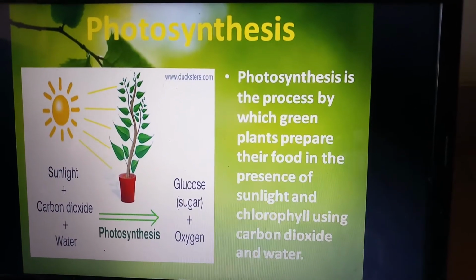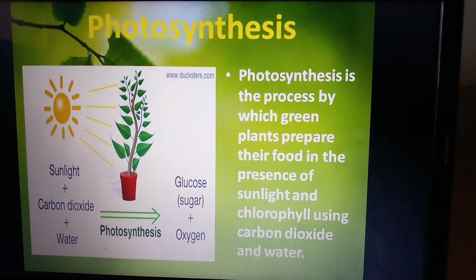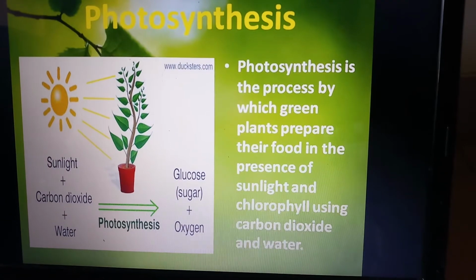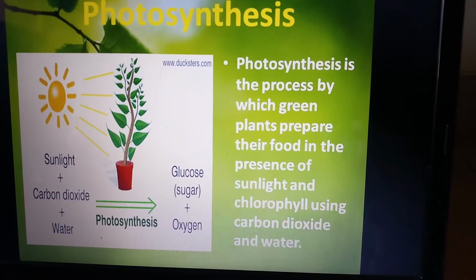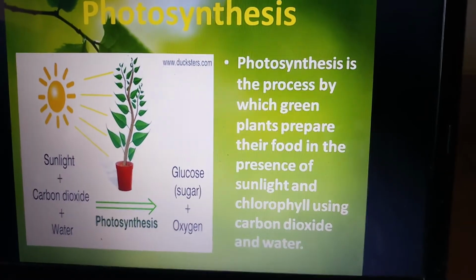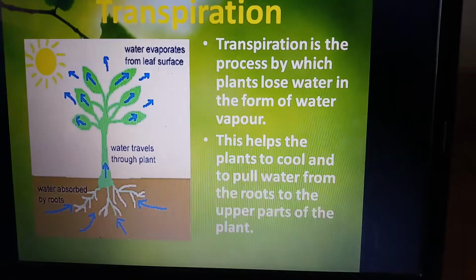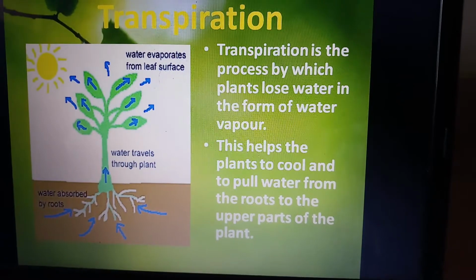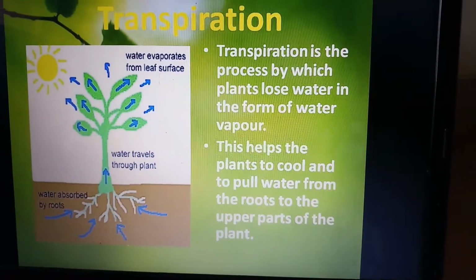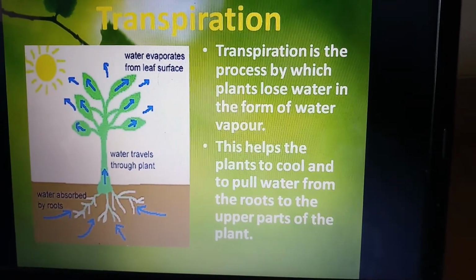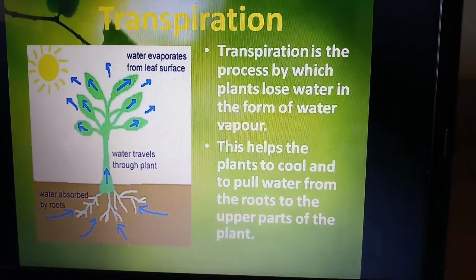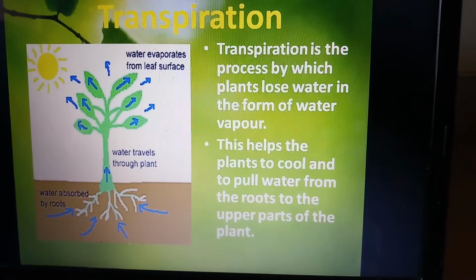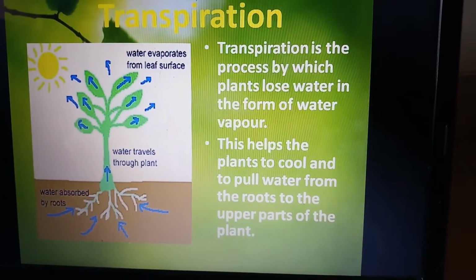Green plants prepare their own food by the process of photosynthesis using carbon dioxide, oxygen and water in the presence of sunlight and chlorophyll. The next function of leaf is transpiration. Transpiration is the process by which the plants lose water in the form of water vapor. So the loss of water mainly takes place through leaves and through other aerial parts of the plants.